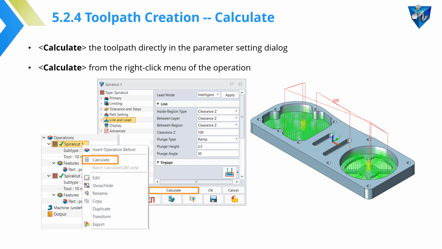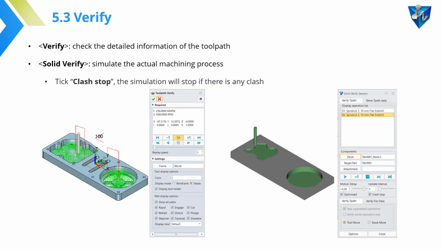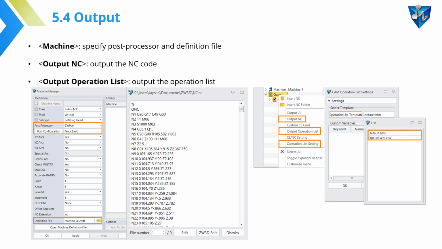We can do that from the parameter setting dialog directly. We can also do from the right-click menu of the operation. In the third step, we will do the verification. So we can use the verify to check the detailed information of the tool paths. We can also use the solid verify to simulate the actual machining process. And in the final part, we will specify the post-processor and definition file. Then we can output the NC code and also the operation list. Now let's just go to ZW3D to check the details.